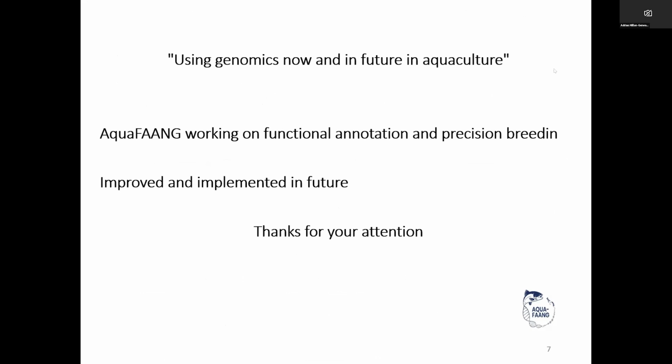And then for using genomics in the future, AQUA-FAANG is working on functional annotation and precision breeding. And then I think it will be improved and implemented in the future, so that we could offer it to our customers in the near future, right? And this is our situation now and the situation for the future.